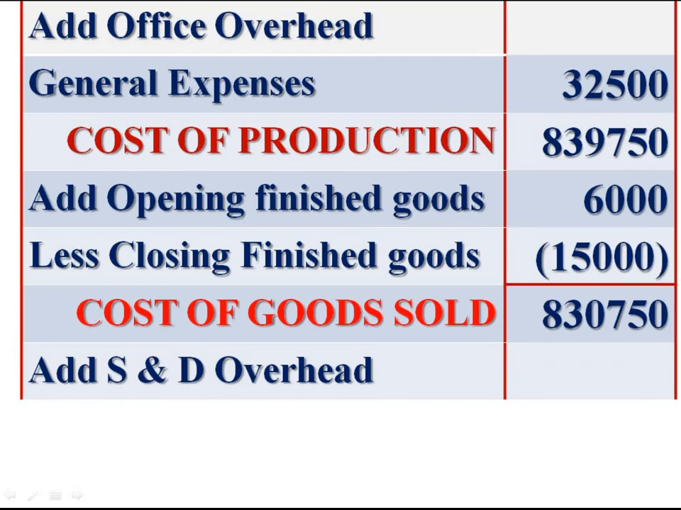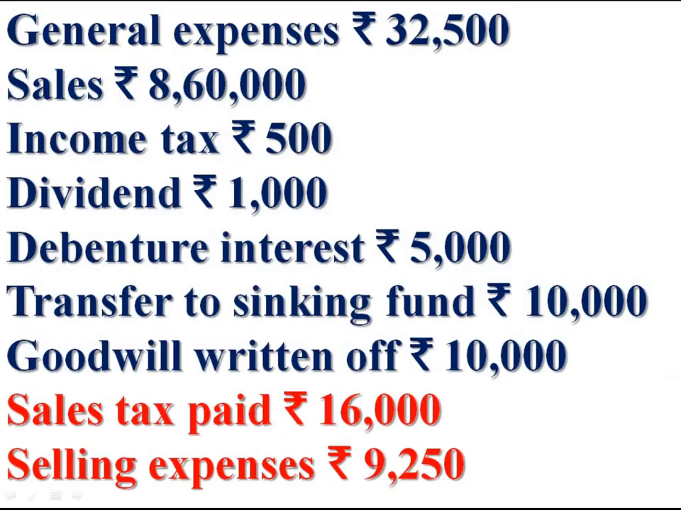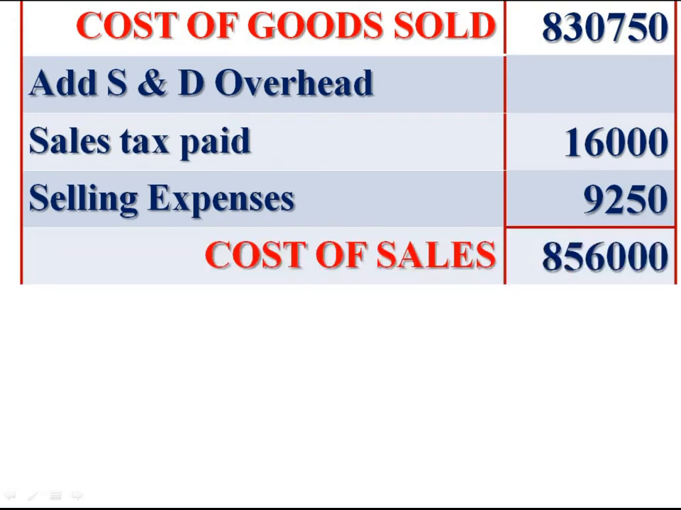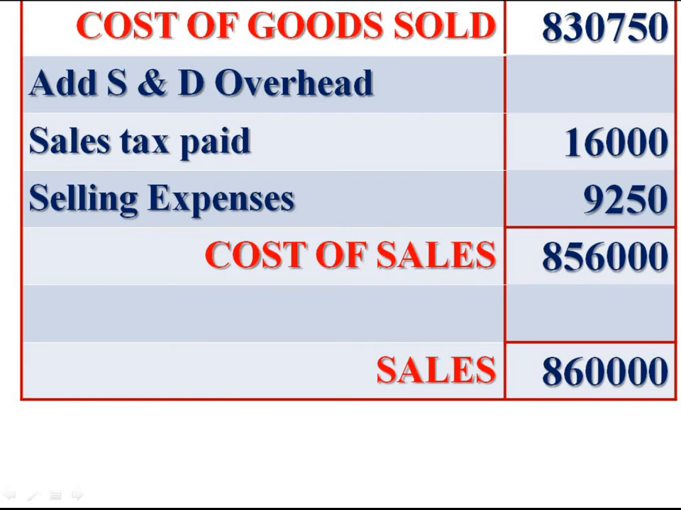Add selling and distribution overhead. In the question, we have two items, sales tax paid and selling expenses. Add both of these items with cost of goods sold, we get cost of sales or total cost 8,56,000. In the question, we are given sales 8,60,000. The difference between total cost or cost of sales and sales being profit rupees 4,000. Sales minus cost of sales, rupees 4,000 being profit.